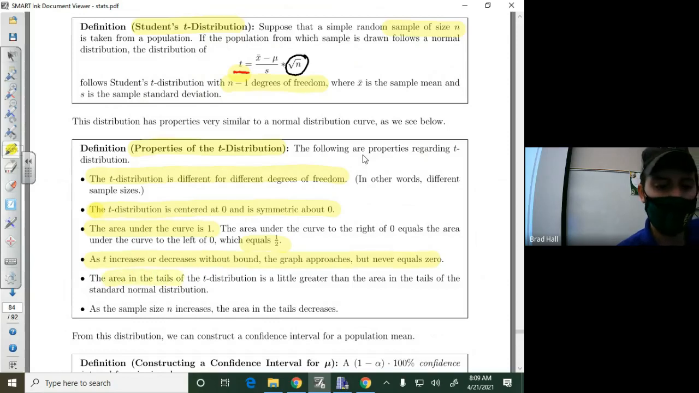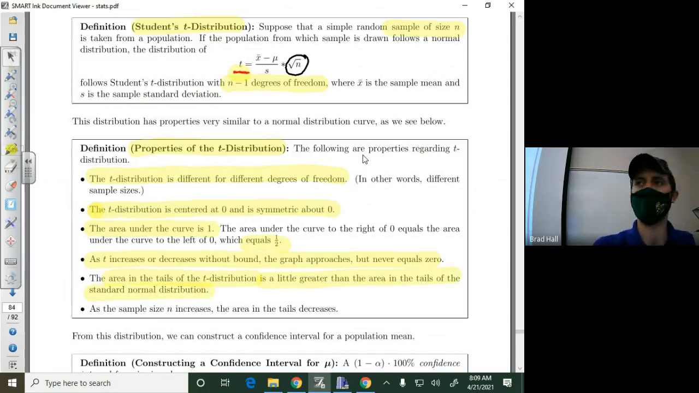The area in the tails of the T distribution is a little greater than the area in the tails of the standard normal distribution. This is some deviation between the standard normal curve and the T distribution curve. It seems as though the area in the tails of the T distribution is a little bit larger. So it's an approximation of this standard normality. And as the sample size increases, the area in the tails decreases.